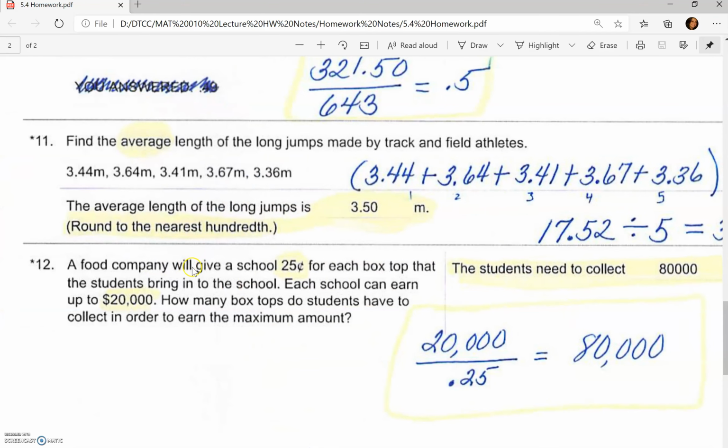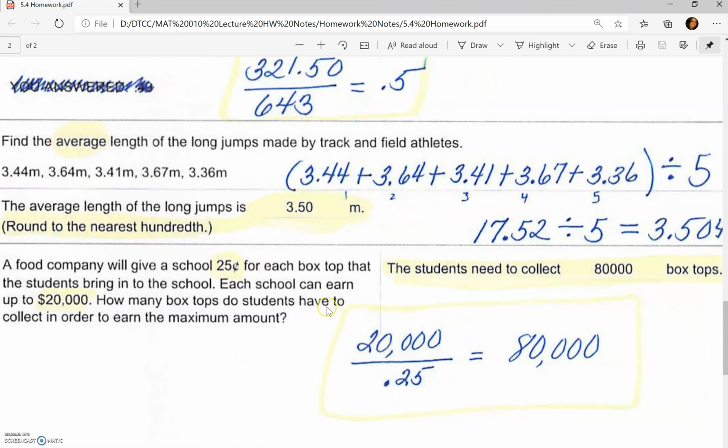Lastly, it's talking about a food company. A food company will give 25 cents for each box top that a student brings into a school, and each school can earn up to 20,000. And so the question is asking, how many box tops do the students need to collect in order to reach this maximum amount? So all you have to do is divide it. But remember, 25 cents is expressed as a decimal in this form, 0.25.